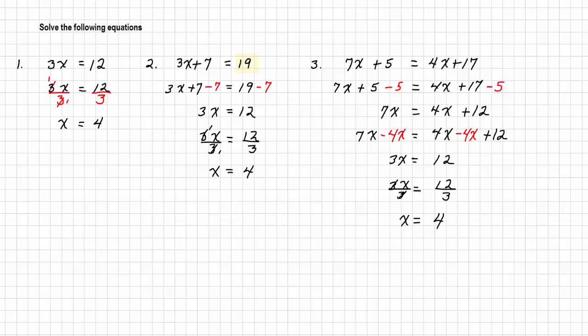In example number 3, you have to substitute x into both sides of the equation, so you do it one side at a time. On the left side, substitute x equals 4. You get 7 times 4, which is 28. You add 5, you get 33. On the right side, you substitute x equals 4. Multiply it by 4, you get 4 times 4, which is 16. You add 17, which is 33, and since the two sides are equal, again you have the correct answer to the equation.